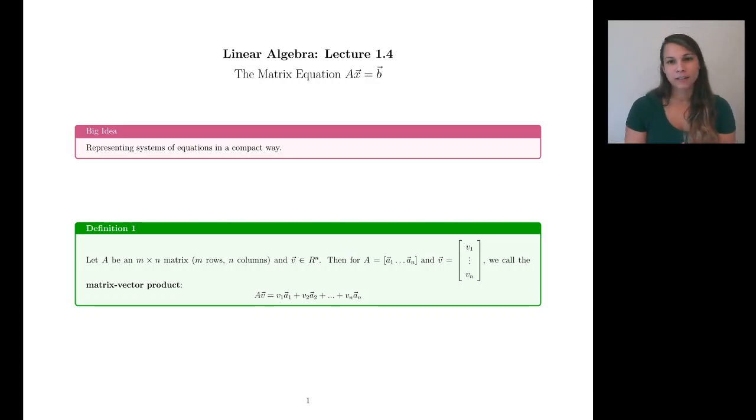We're going to do some more linear algebra. Today we're going to talk about the matrix equation AX equals B. And the reason we want to do this is we want to be able to represent systems of equations in a nice little compact way.